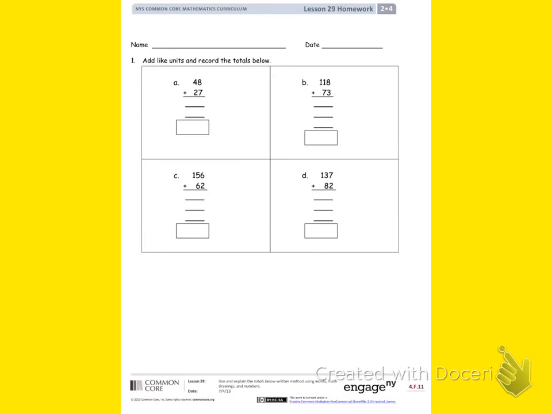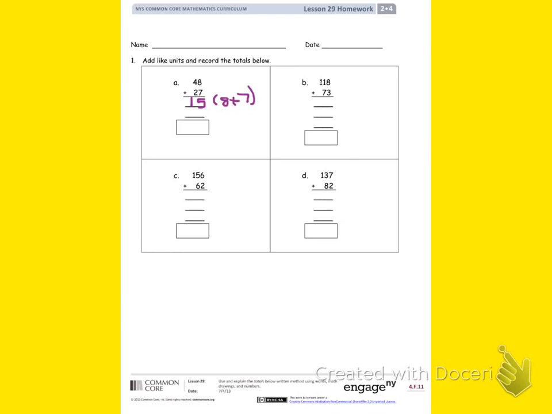Module 4, Lesson 29's objective is to use and explain the totals below written method using words, math drawings, and numbers. Item 1. Add like units and record the totals below. When using the totals below written method, you begin by adding the ones. 8 plus 7. Let's write this in parentheses right here to remind us what this answer stands for. 8 plus 7 is 15.